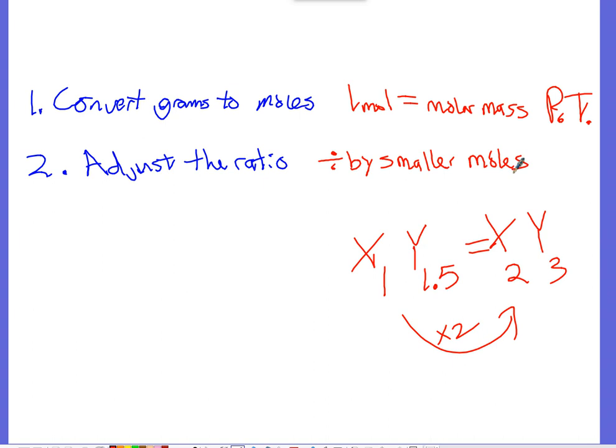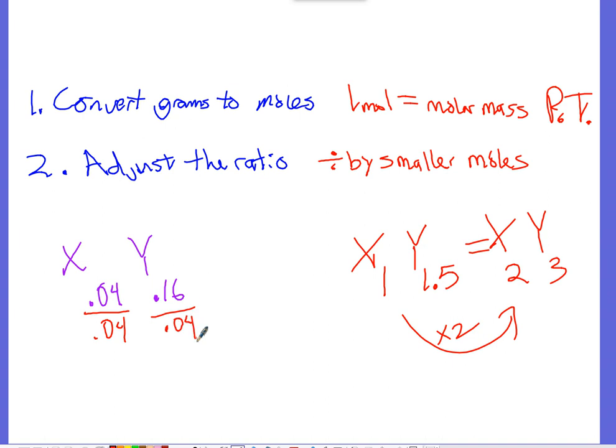So it's really common to have decimals in your answer to step 1, and you have really nasty ratios like x is 0.04 and y is 0.16. And those, it's not a very pretty ratio. Which number is smaller, 0.04 or 0.16? 0.04. So we divide by the smaller moles. We divide them both by 0.04.